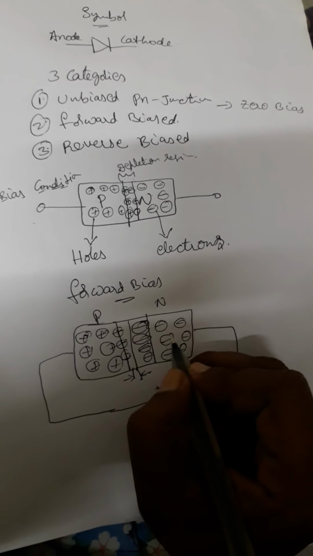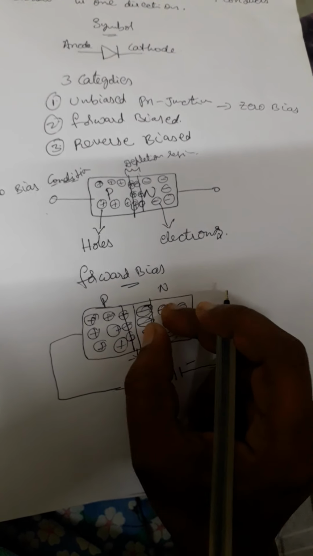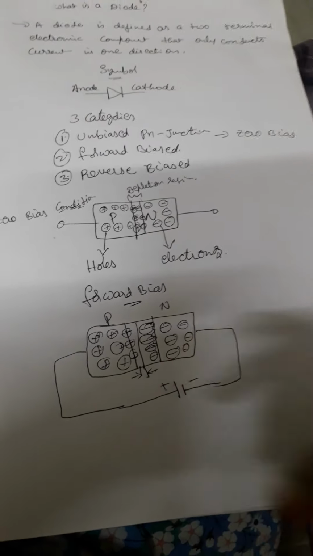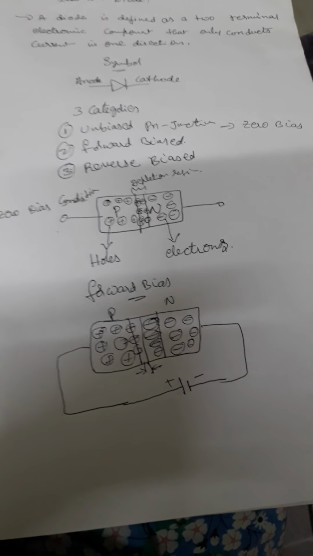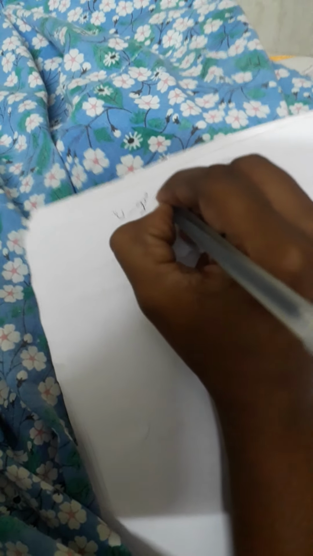By the movement of electrons and holes, current flows. In this condition, the width of the depletion region decreases due to the reduction in the number of positive and negative ions. Then coming to the VI characteristics of the forward bias condition of the PN junction diode.